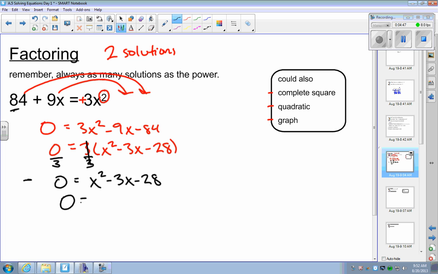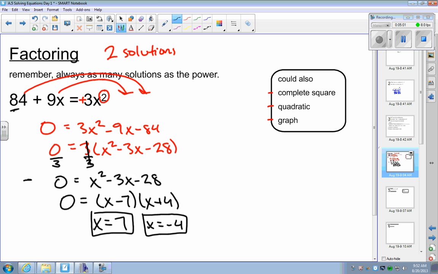Okay, well, it multiplies to 28 and adds to negative 3: negative 7 and a positive 4. So your solutions are 7 and negative 4. If you go to check this one in your calculator, though, you're going to have to put it in as something equal to 0. So it's going to be kind of hard to check this one right here, but if you plug this one in, you'll see if your solutions work.